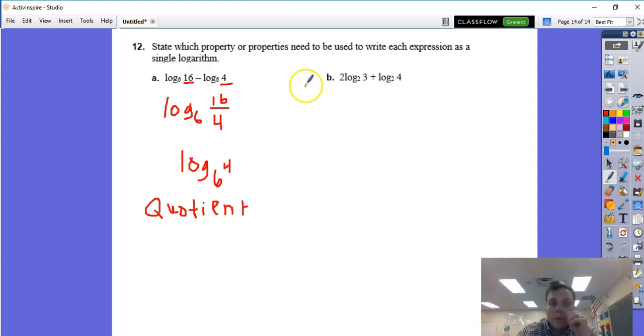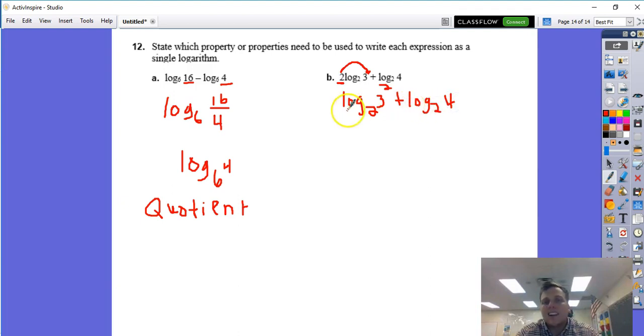Part B, 2 log base 2 of 3 plus log base 2 of 4. Same idea. I basically want to condense. But you see this 2 right here? That's outside the log. That's multiplying the log. So you know what I can actually do? I can take it and make it an exponent inside. Again, you don't actually have to do this first part. All you have to do is write the property name, but I'm just trying to show you what would happen. So now that became 3 squared plus log base 2 of 4.